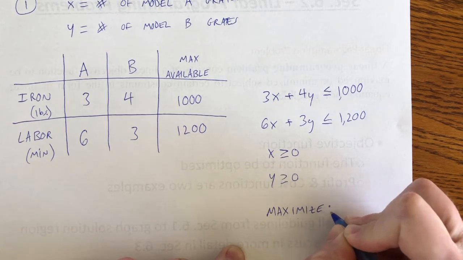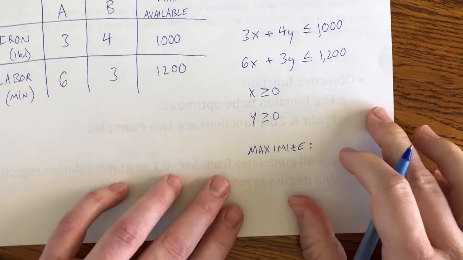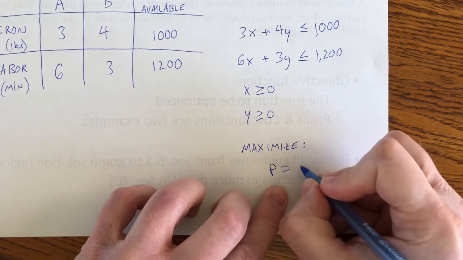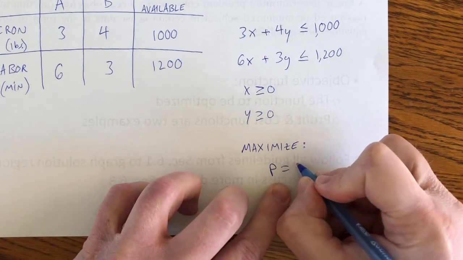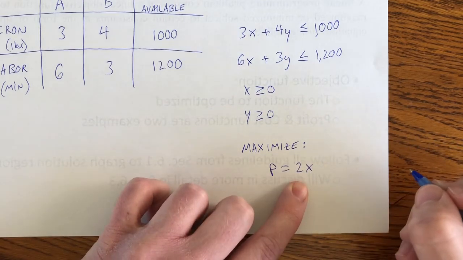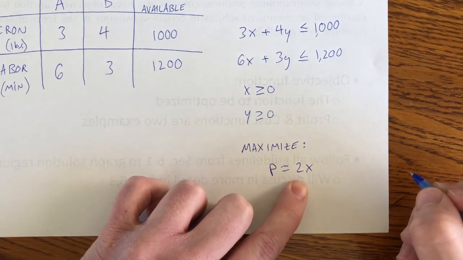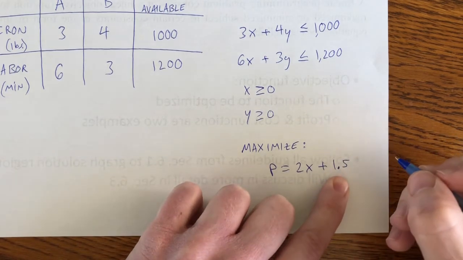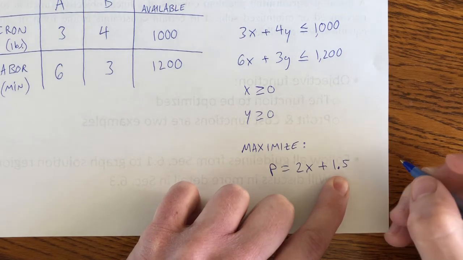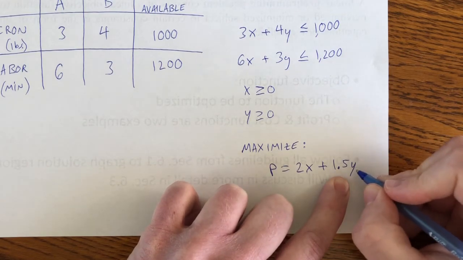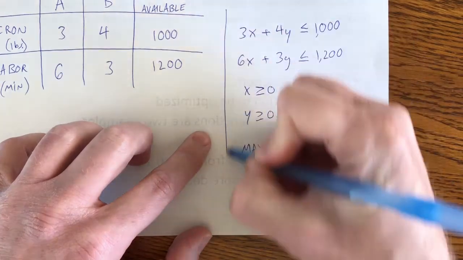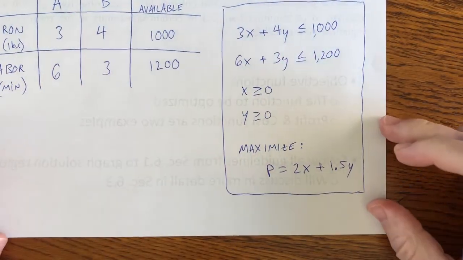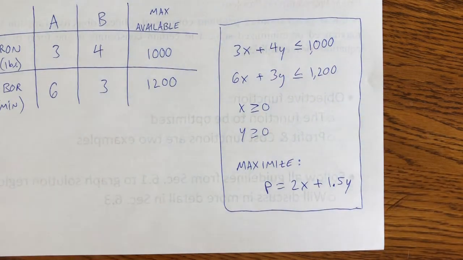Well, here is what we're going to be maximizing. It's going to be profit. So write down P for profit. And then what is that going to be equal to? P is going to be equal to what? 2x, because it was $2 per Model A grate, plus 1.5y, because we were told we'd be making $1.50 for each Model B grate. So this is the linear programming model that we would end up with based on the given information in question number 1.